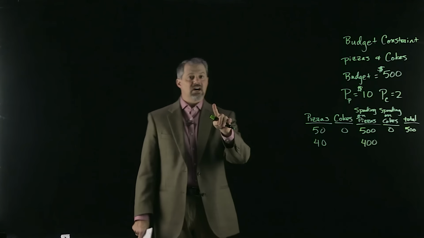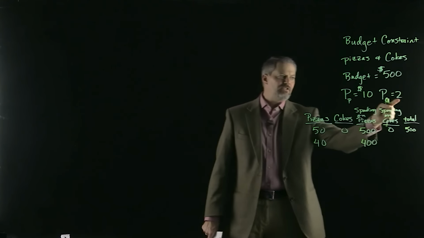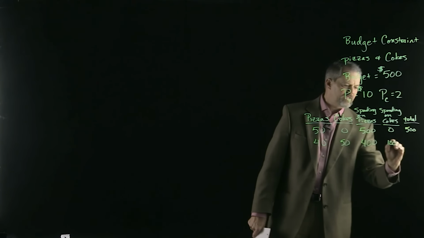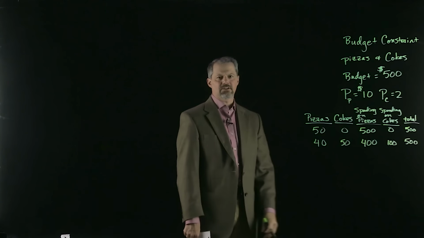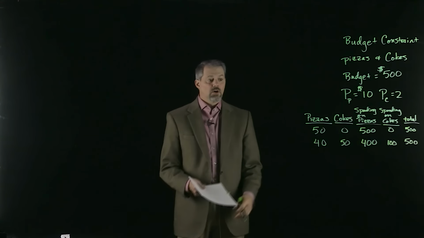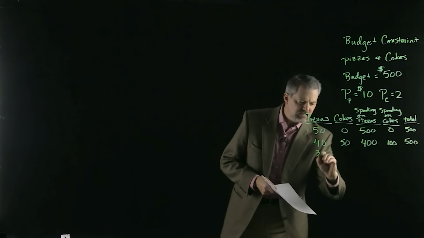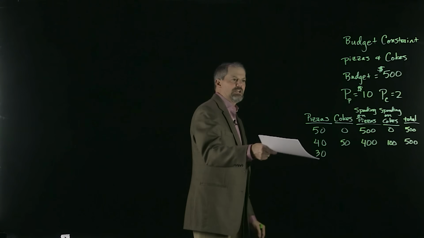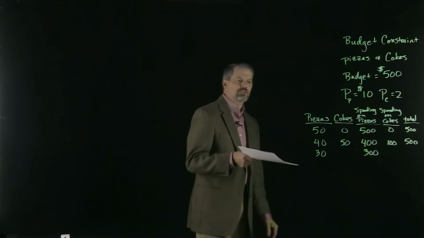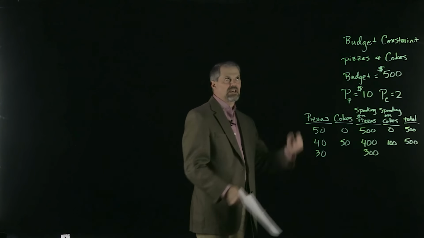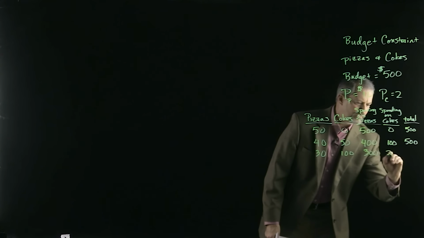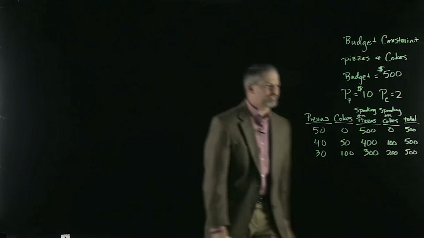That leaves us $100 that we can now spend on Cokes, and at $2 each, we can purchase 50 Cokes. So that's $100 spent on Cokes. That's our $500. So that's another possibility. We could purchase 40 pizzas and 50 Cokes. Or we could purchase 30 pizzas. That would be a total amount of $300 spent on pizzas. That would leave us $200 that we could spend on Cokes, and at $2 each, that means we could buy 100 Cokes. So there's our 200, and those two add up to our 500.